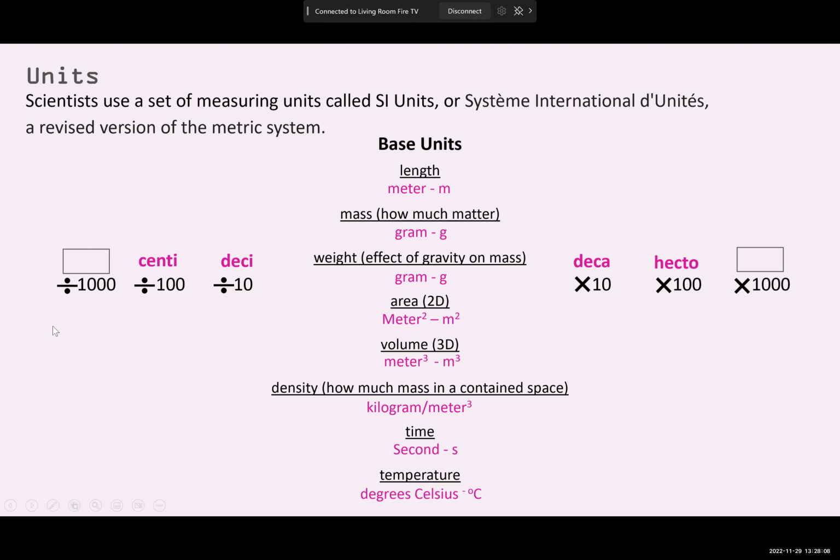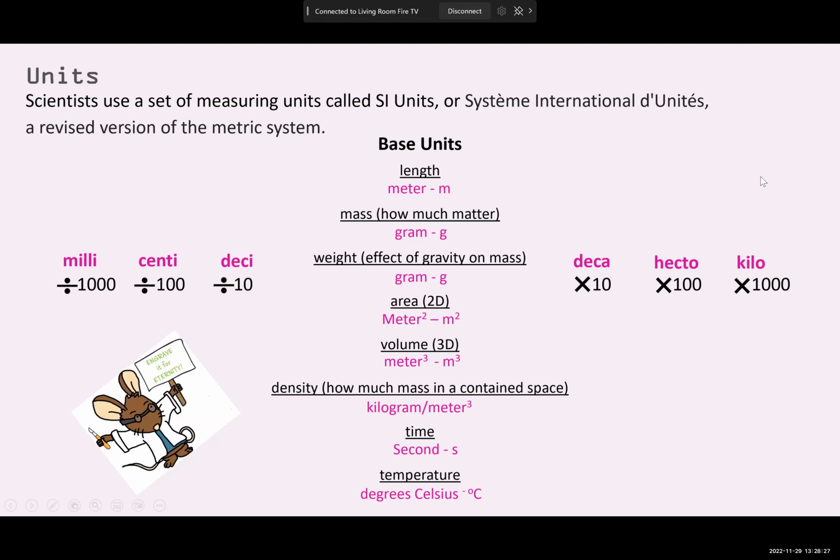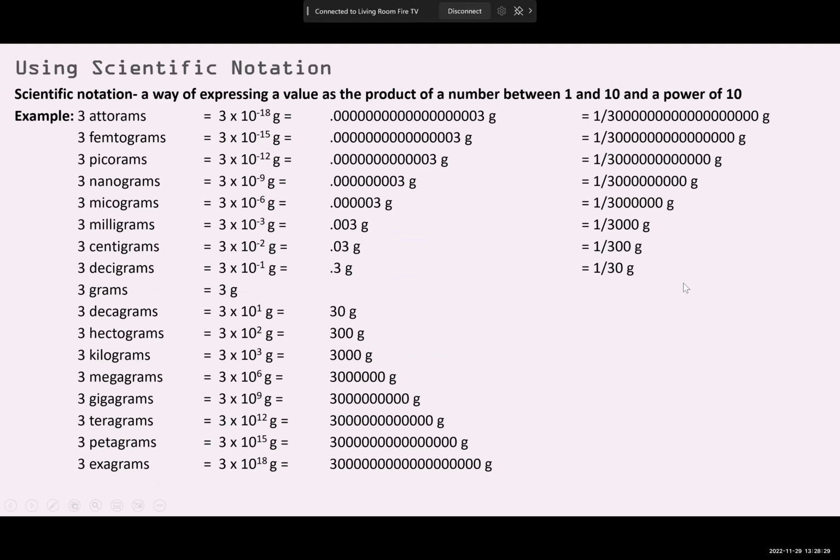All right, so then this one over here is going to be, is that divided by 1,000? Yep, milli. And then lastly, over here, that's going to be kilo. All right, get those in your head. There's a little chart in your notes that you can look at.